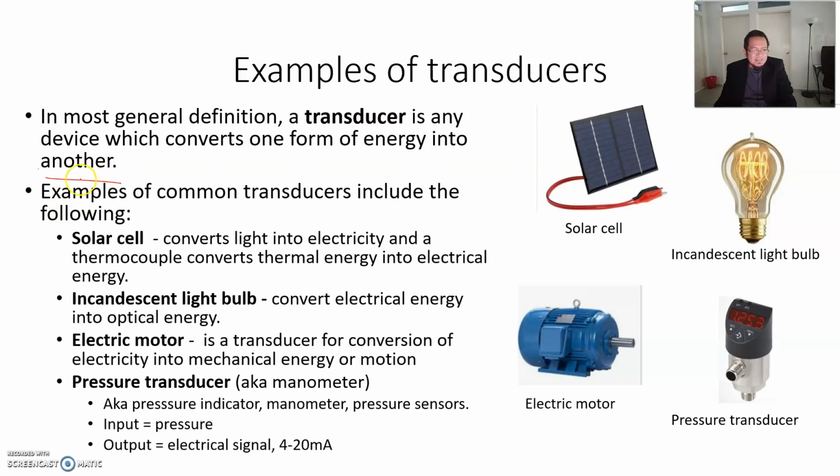So you're going to see that there is a lot of equipment out there that can change one energy to another. For example, a solar cell, which converts light into electricity. A light bulb converts electrical energy into optical energy. Okay. An electric motor is a transducer which converts electricity to mechanical energy. Okay. Pressure transducer. Okay. So basically, these are normal items that you see every day.